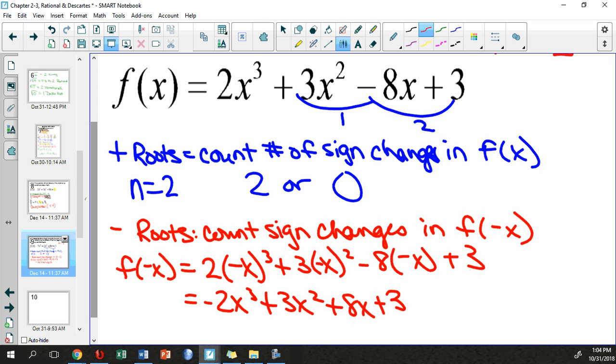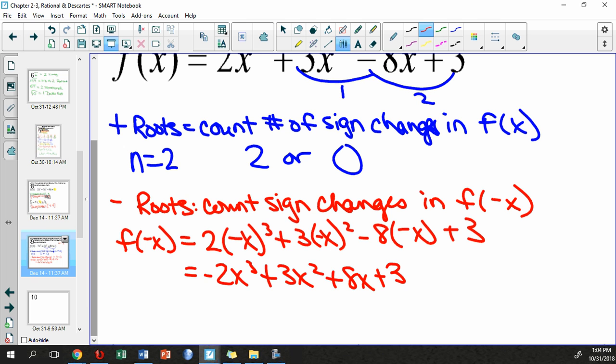Okay. So with that being said, how many sign changes do you have here? -2 to +3 is 1. Positive to positive is none. Positive to positive is none. So my n in this case is going to be what value? So I have to have at least one sign change.